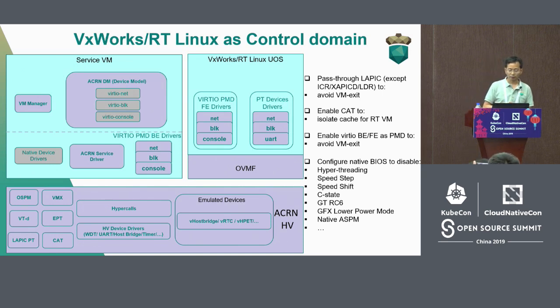And VxWorks and RT Linux, to realize real-time, will adopt key technologies. First, we would pass through the local interrupt to the RTVM, and the interrupt processing will just interfere with the OS, and the hypervisor will not intervene, to reduce the latency. And the second key technology is cache allocation. The main feature here is to divide the cache, and the RTVM will have an exclusively occupied cache and will not interfere with other OS.